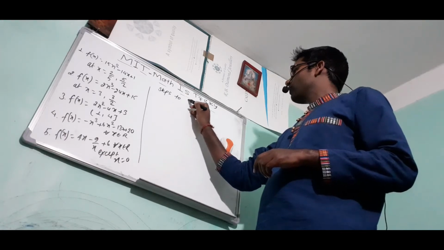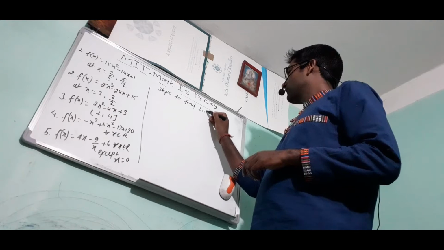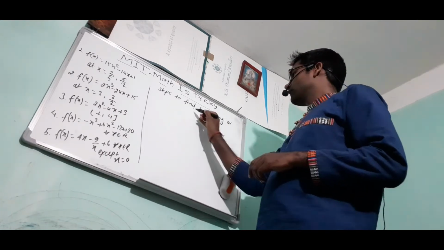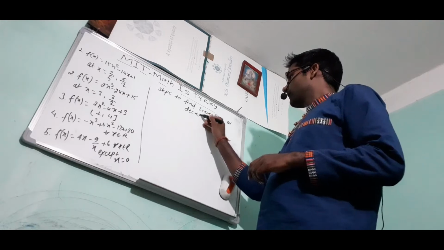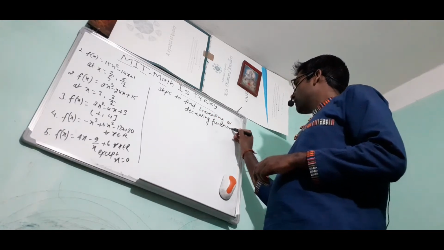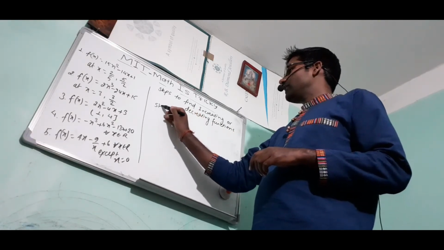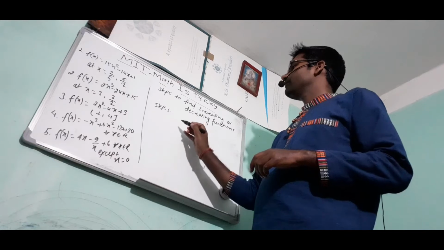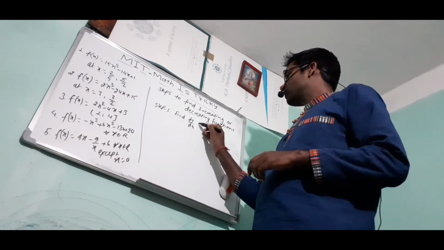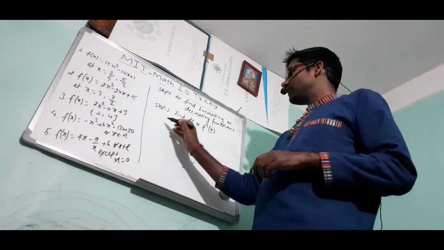First, steps to find increasing or decreasing function. Okay, so that it will be easy for you to solve the problem. First one, step 1, find dy by dx, or the first derivative. Okay, that is the first derivative.